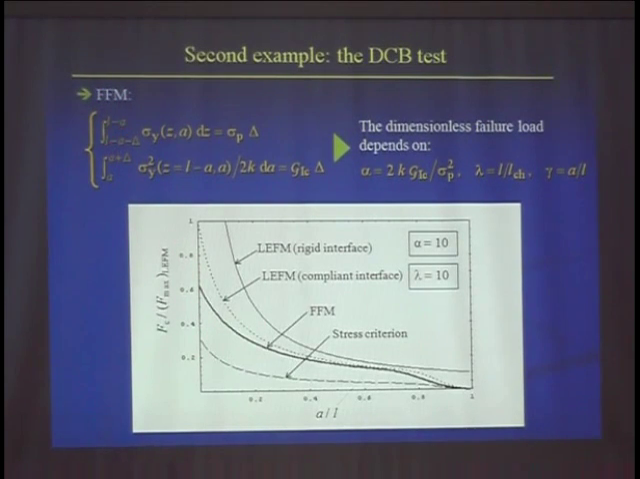You see that in this case the dimensionless critical load is a function not only of alpha, the parameter ruling the brittleness of the interface, it is a function also of lambda, the relative bond length, and of gamma, which is the relative crack length. And you see in this plot how the failure load decreases as the relative crack length increases.